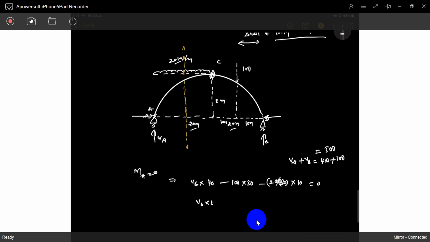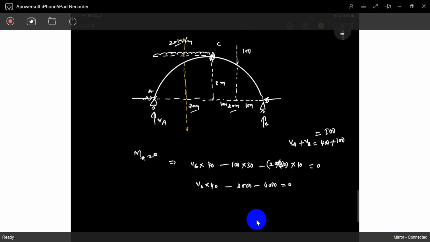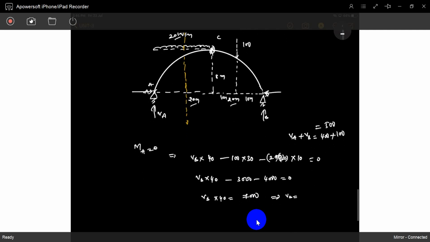So VB times 40 equals 7,000. VB is 7,000 divided by 40, which is 175. If VB is 175, then VA is 500 minus the answer, which is 325. That's VA and VB.